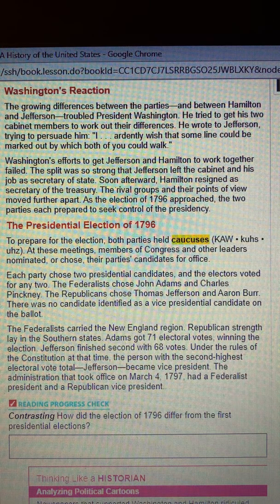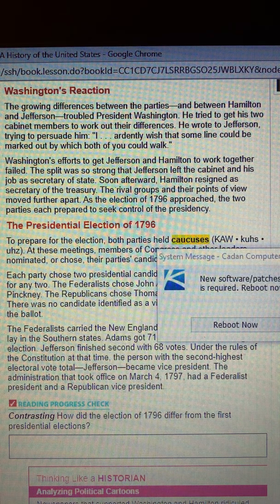Washington's efforts to get Jefferson and Hamilton to work together failed. The split was so strong that Jefferson left the cabinet and his job as Secretary of State. Soon afterward, Hamilton resigned as Secretary of the Treasury. The rival groups and their points of view moved further apart. As the election of 1796 approached, the two parties each prepared to seek control of the presidency.